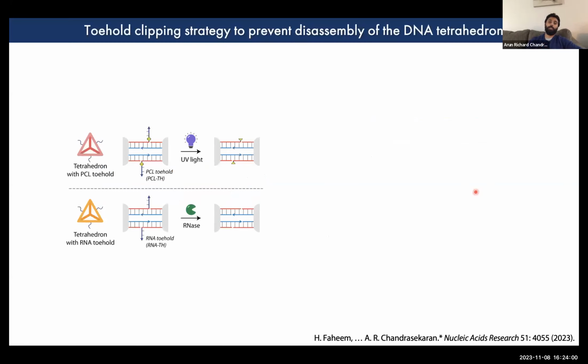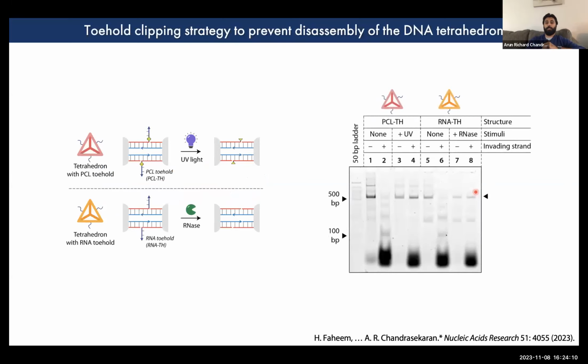And next, we moved on to see whether we can use light or RNAs to control the strand displacement process, and in turn control disassembly of the structure. So we start off with the PCL toehold, where we have a photocleavable linker. In the absence of any UV light, we start off with the tetrahedron, and on the addition of an invading strand, we see that the tetrahedra is disassembled with about 90% disassembly. However, on the addition of a UV stimulus, the toehold is now clipped, and on the addition of an invading strand, the tetrahedra remains intact.